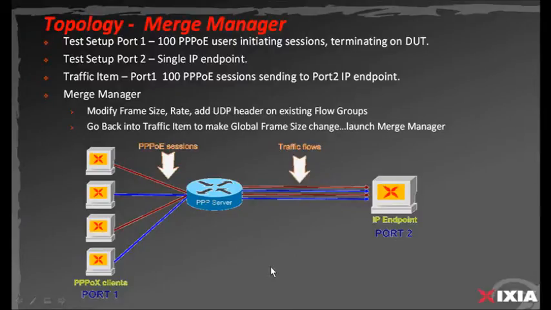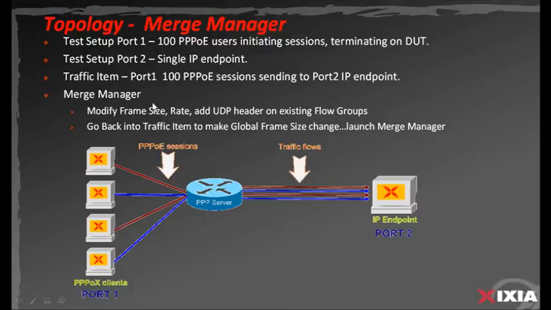The topology used to demonstrate the Merge Manager feature will have 2 IXIA ports and a single device under test. IXIA test port 1 will have 100 PPPoE users initiating PPPoE sessions, terminating on the DUT. Port 2 will simply be a single IP endpoint. A traffic item will be created from port 1 on the 100 PPPoE sessions, sending to the port 2 IP endpoint.